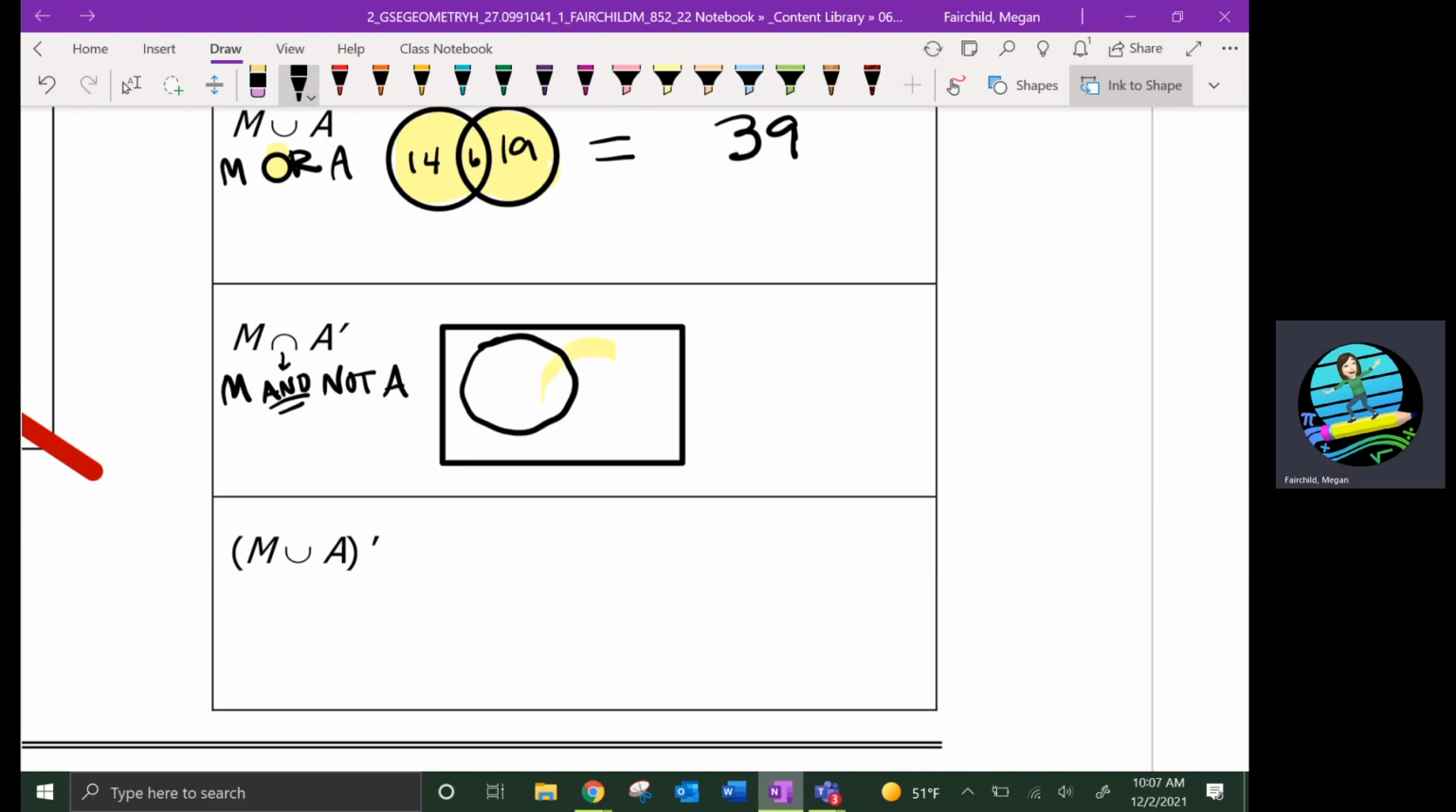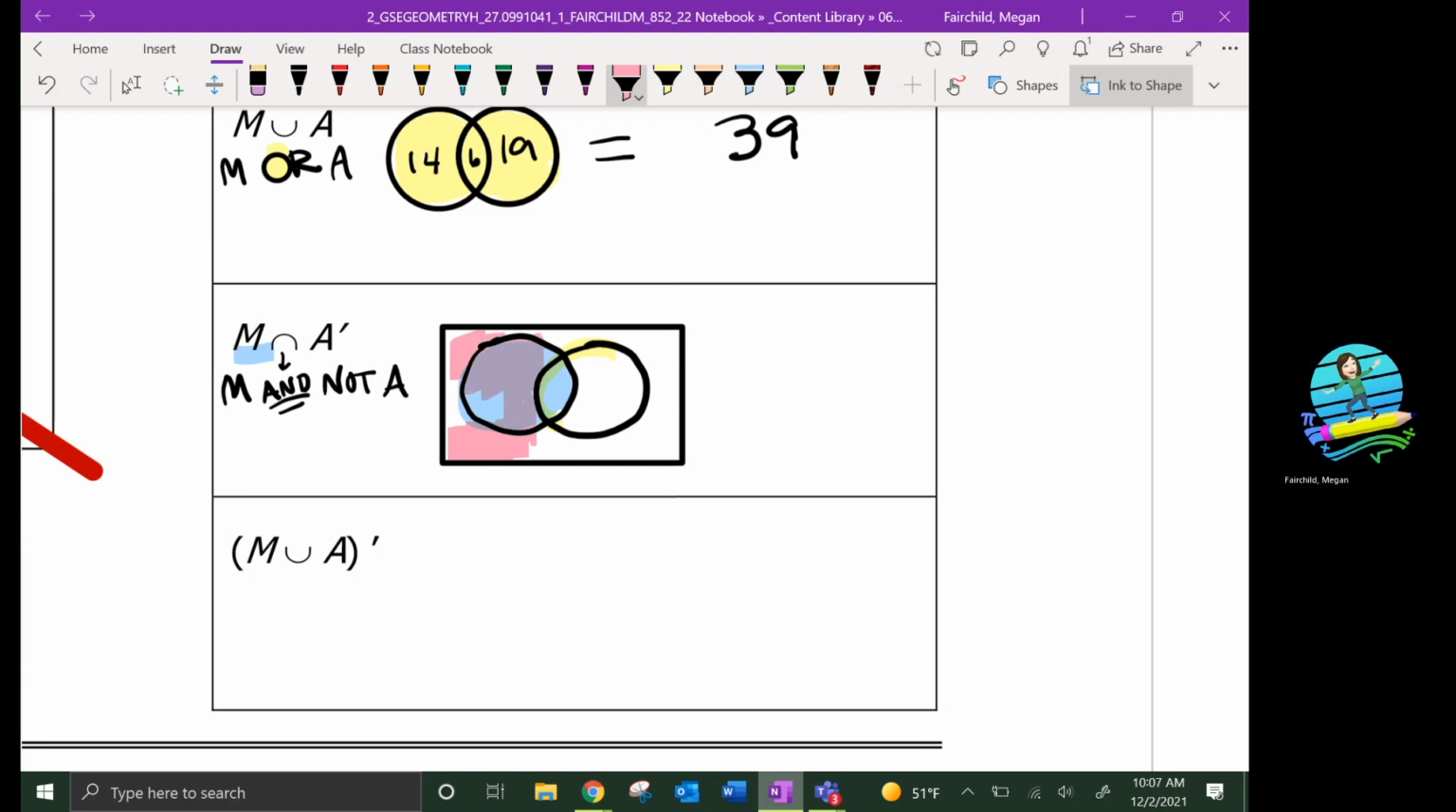So we're going to draw. My OneNote doesn't work. It did this to me last class. I had to close the program out. Okay, so we're going to shade M. I'm going to use blue. That's M. And then I'm going to shade not A. Y'all with me? What is not A is everything out here and this little part, right? That's not A.